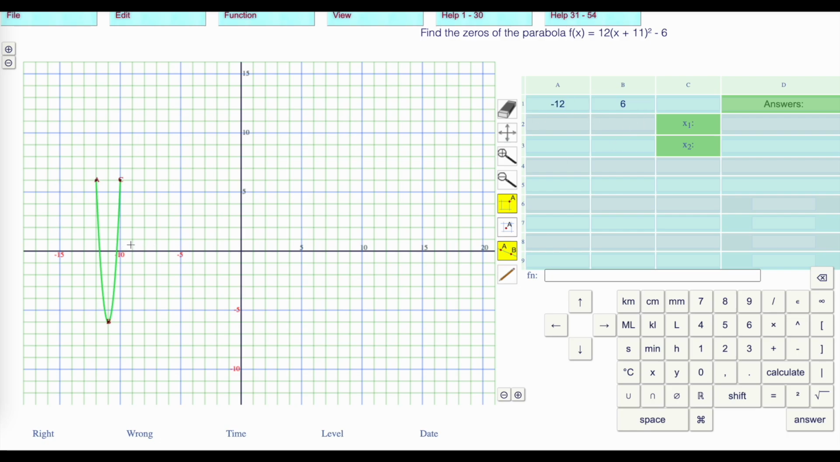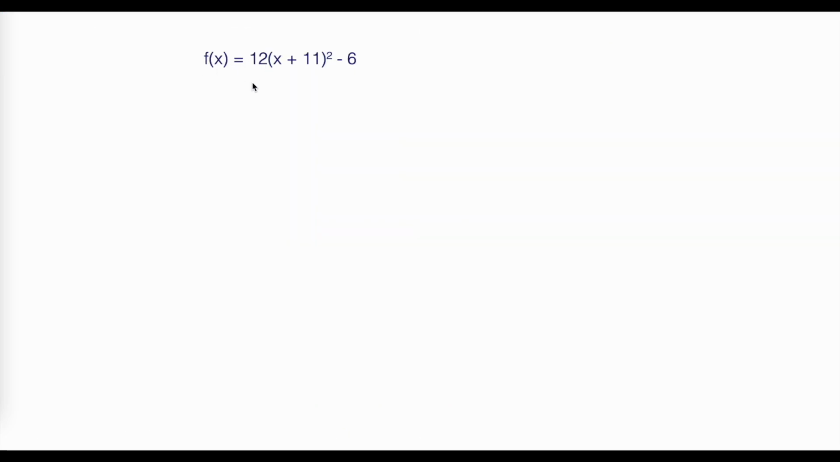Looks like this. We can see our zeros are negative 10 point something and negative 11 point something. We're going to have to use algebra to figure that out. Here's our function. We're going to set y to 0. That gives us 0 is equal to 12 times open bracket x plus 11 all squared minus 6. I want to get rid of the minus 6, so I'm going to add 6 to both sides. That gives us 6 is equal to 12 times x plus 11 squared.